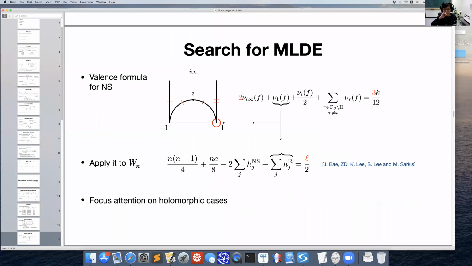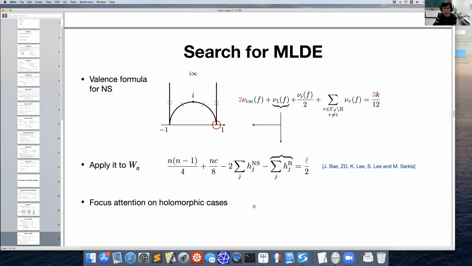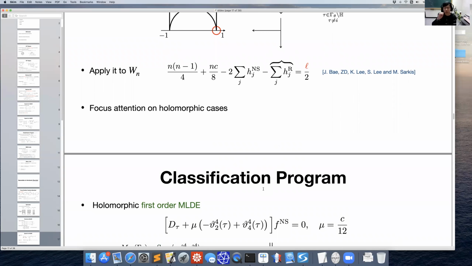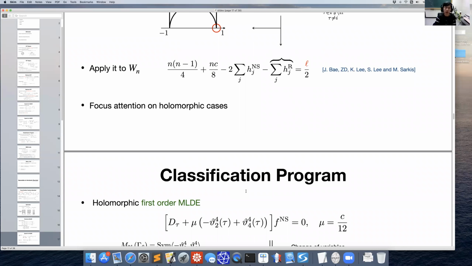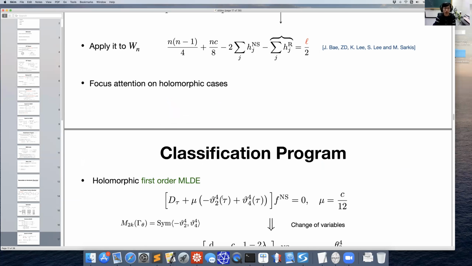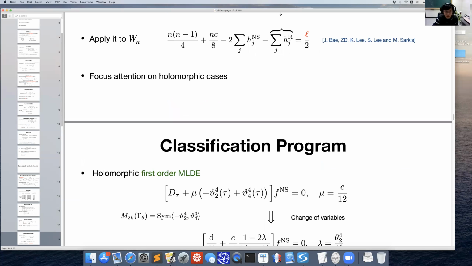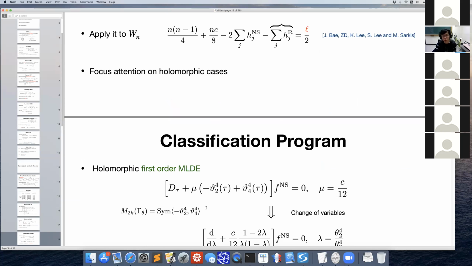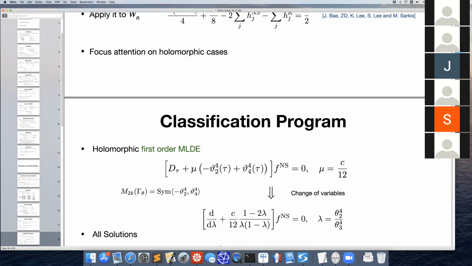Okay, and as a first step of the classification program, let's focus on the holomorphic cases where L is equal to 0. As a warm-up example, we can consider the first order MLDE, which takes this form. But here it's very simple. We only have one coefficient, which I can express in terms of central charge.